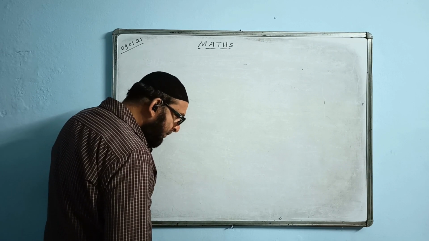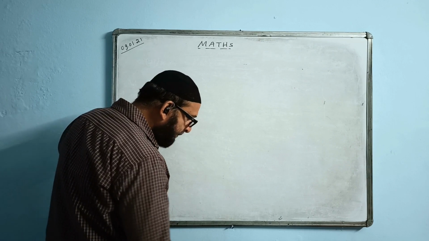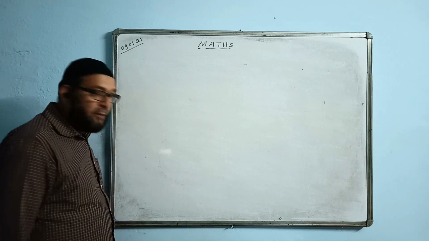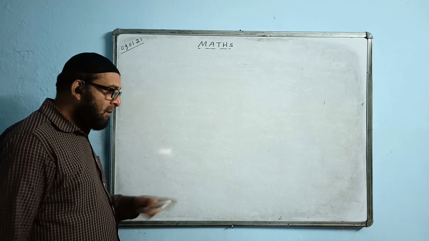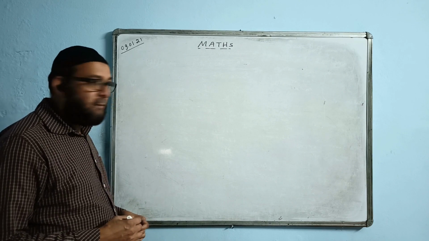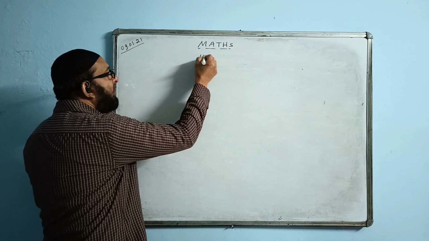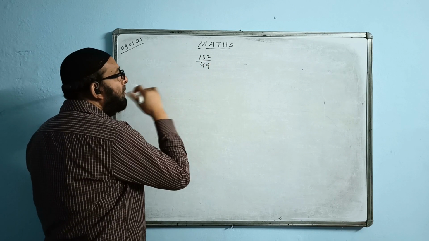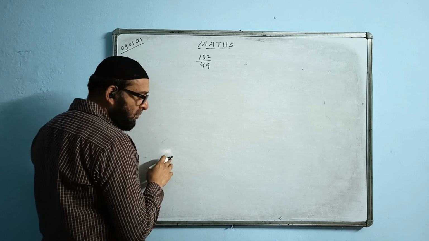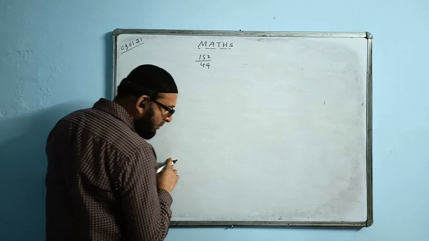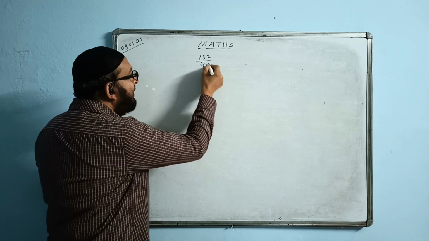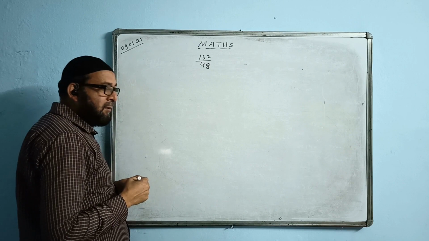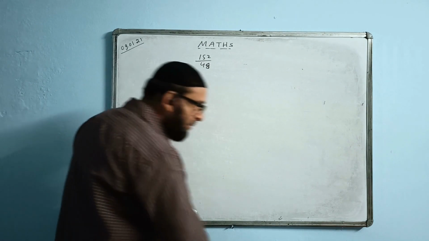Which one? The answer at the back is given wrong over there for that question, okay? So now we start new. It was coming 152 by 98, no? Then cancel with 2, then the answer was that only.